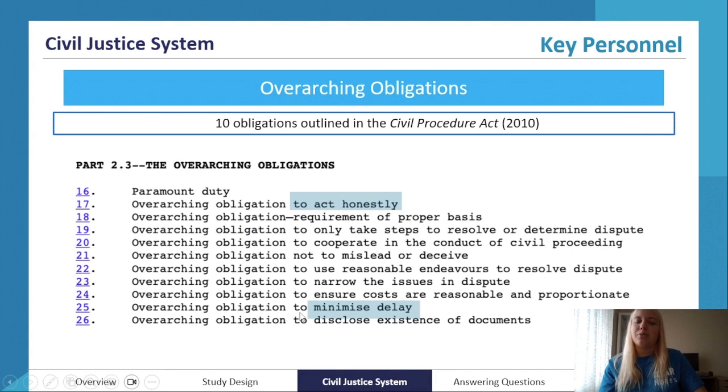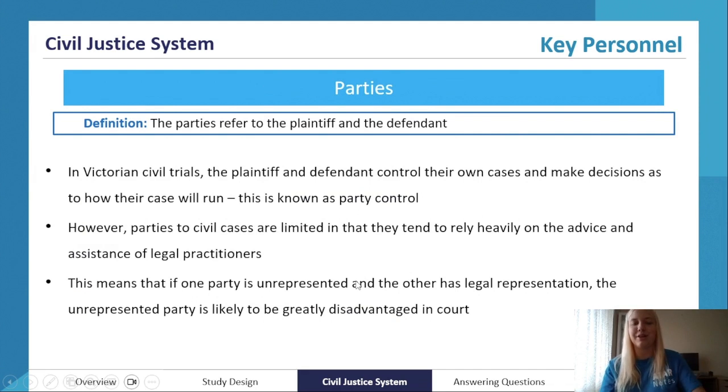So I've highlighted some of the ones that are easy to remember, and you can outline them as 1 or 2 of the responsibilities of the parties in a civil trial. Acting honestly, minimizing delay, disclose existence of any documents, so share any evidence that is requested by another party. I mentioned discovery before, like much earlier in our lecture. And not to mislead or deceive. So acting honestly and not misleading or deceiving are already two different ones. So try to learn some of those. Put down the easy ones in your notes.